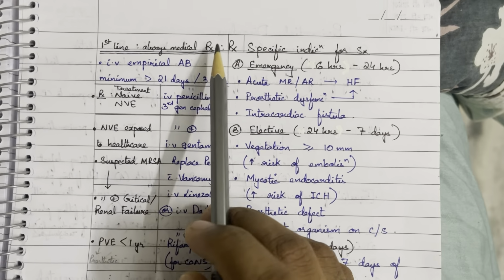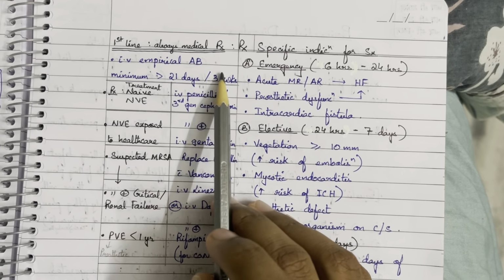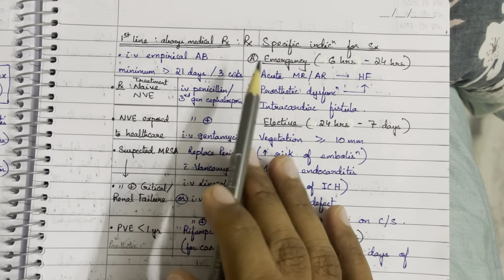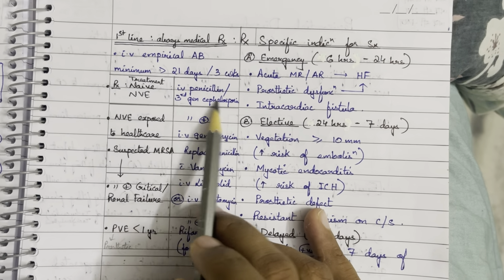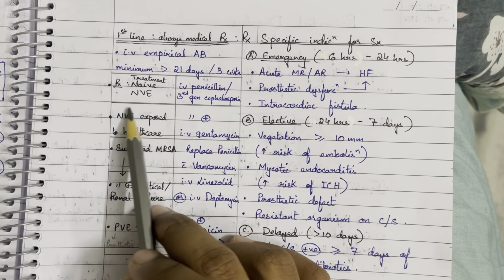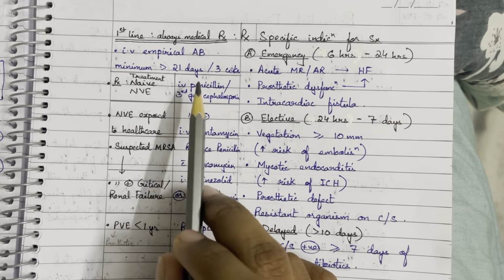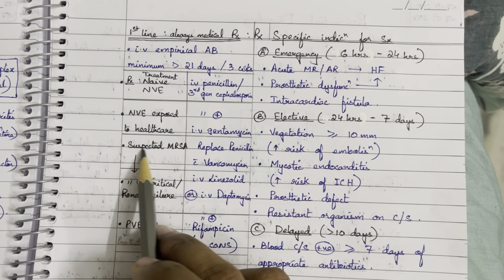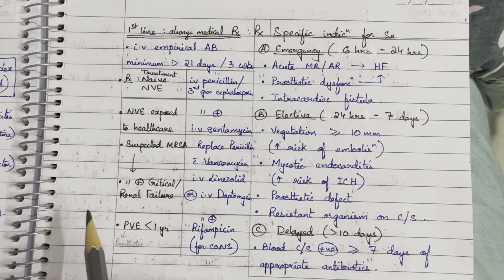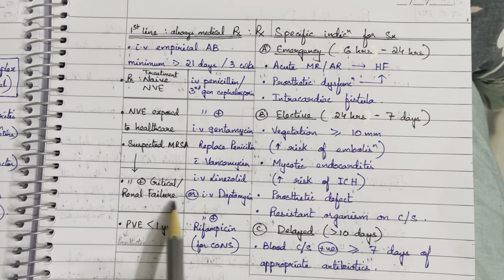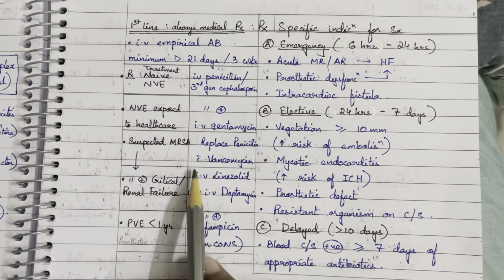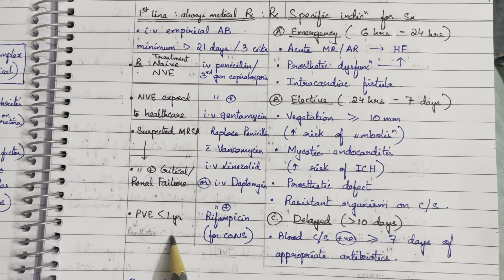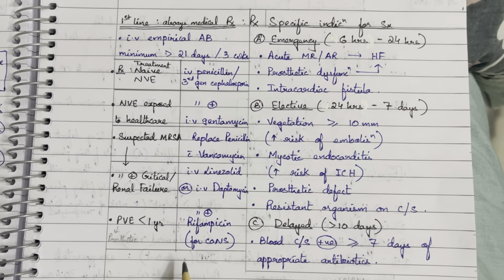So again, treatment. First line, you will give empirical IV antibiotics for 3 weeks minimum. For native valve endocarditis, you'll give IV penicillin plus third generation cephalosporins. If it is exposed to healthcare, you will add gentamicin: penicillin, ceftriaxone plus gentamicin. Then if MRSA is suspected, vancomycin. If the MRSA is very critical or going into renal failure, then give linezolid. It could be vancomycin resistant. Then again, for prosthetic valve endocarditis, you add rifampicin also for CoNS.